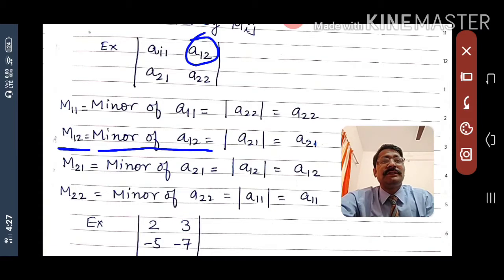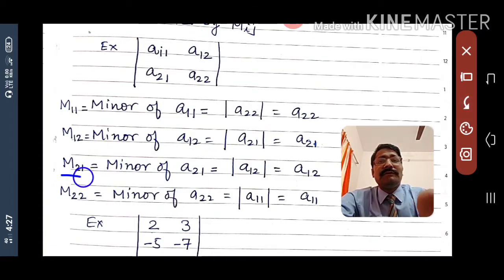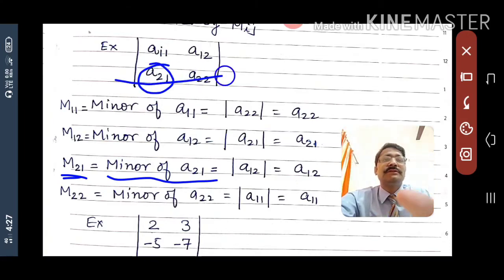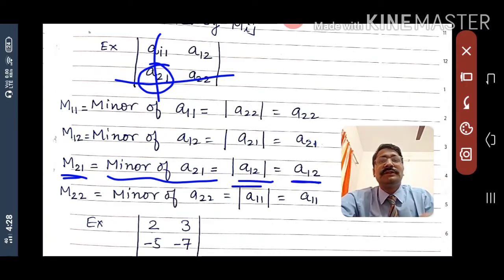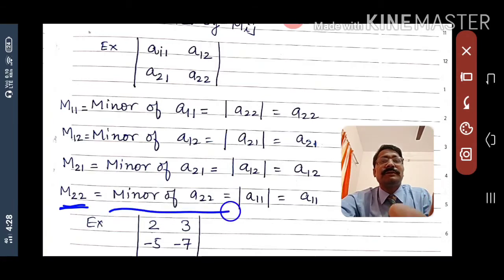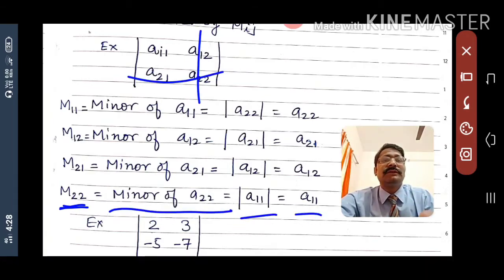Similarly, we will find M21. M21 means minor of a21. Where is a21? This is a21, and for a21 this row and column will not be taken. So which element remains? a12 remains, so the value is a12. Now in the same way the last one is M22. M22 means minor of a22. For a22 you will write a11 only. So you get a11. Do all of you understand this? For the 4 elements we find the 4 minors.